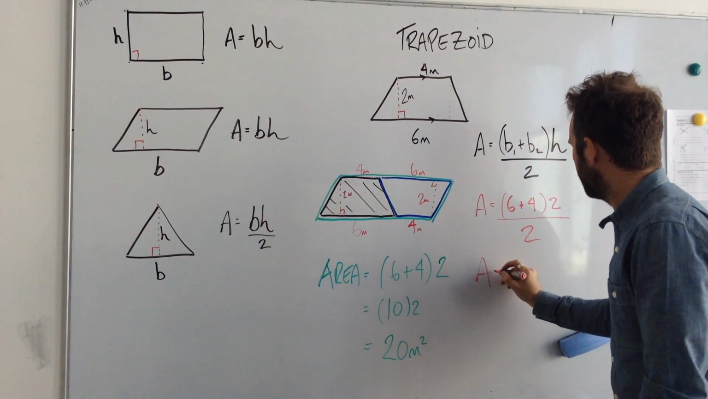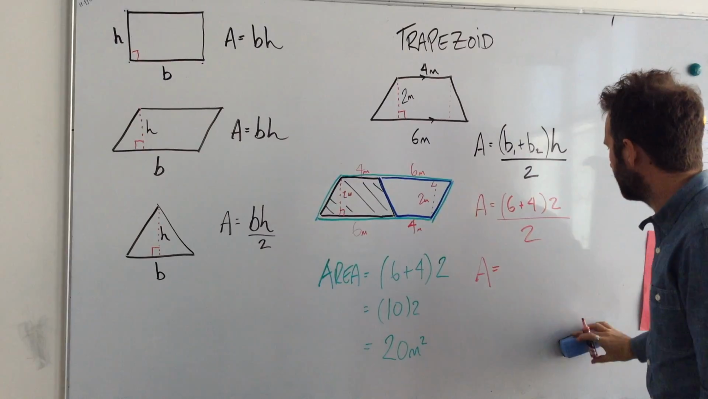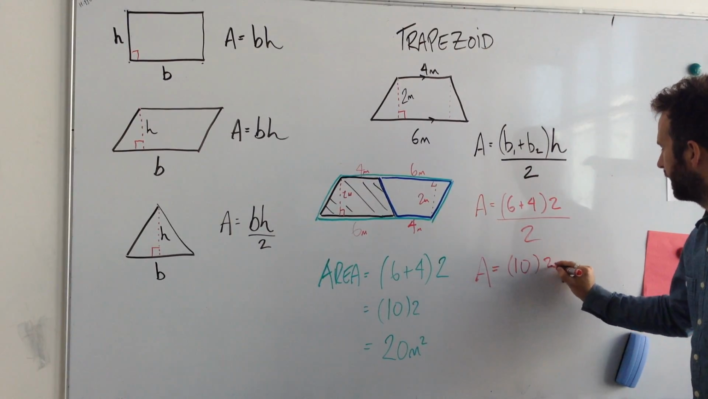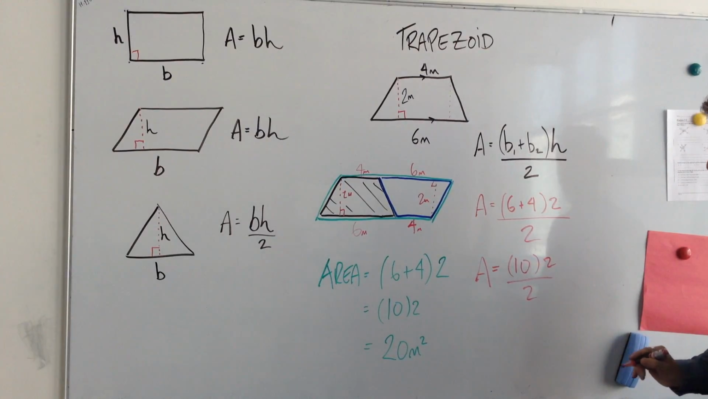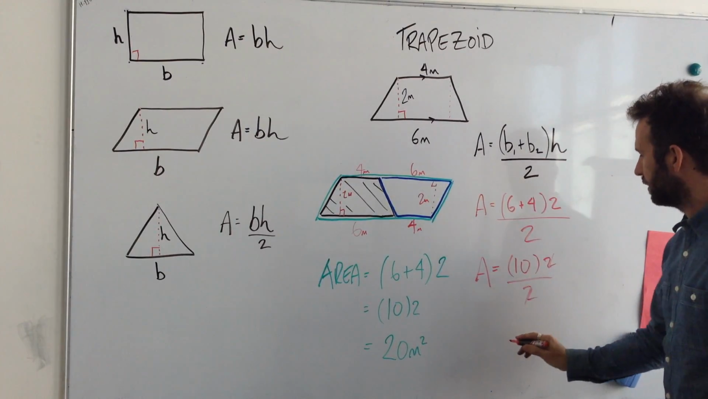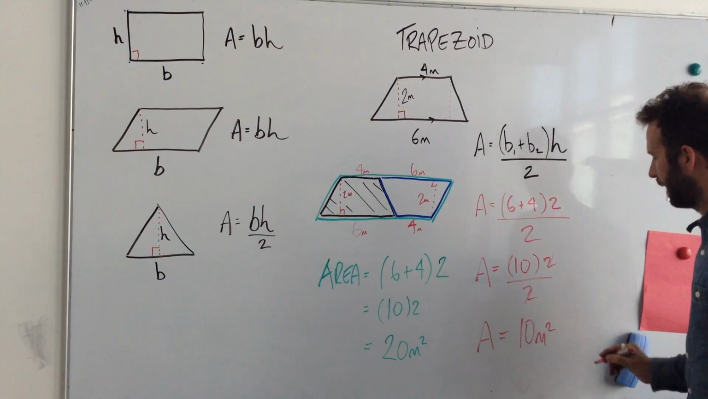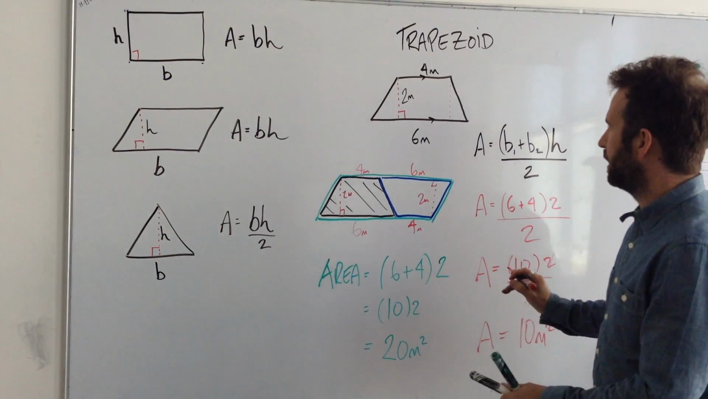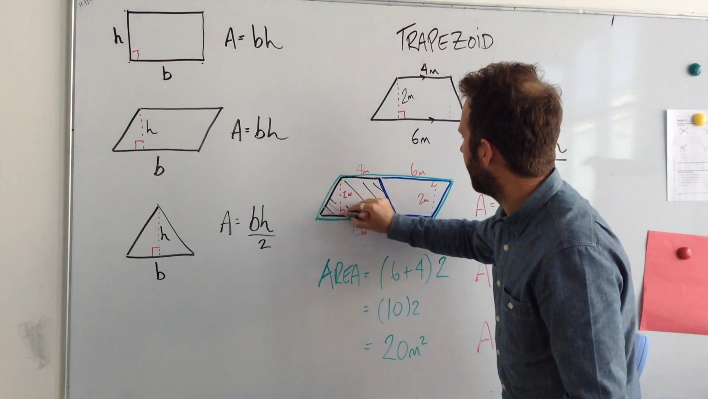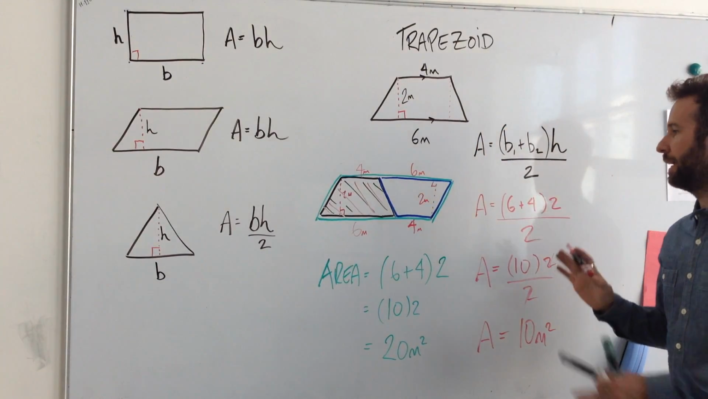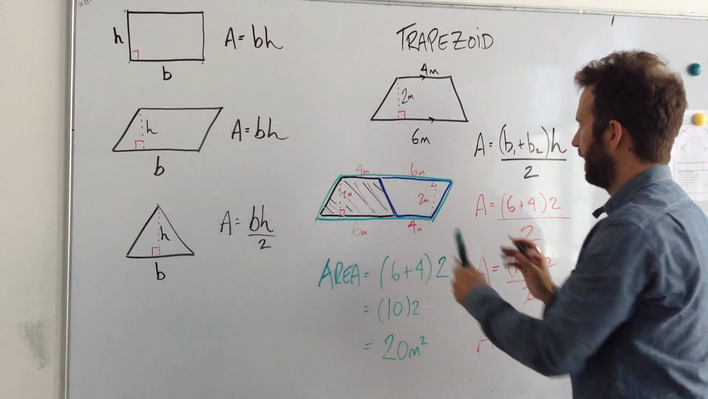So in the end, the area of just the trapezoid now, we have 10 multiplied by 2, all divided by 2. The 2's can cancel. We get the area being 10 meters squared. So the area of 10 meters squared tells us the area of the trapezoid. Exactly half of the area of that parallelogram.